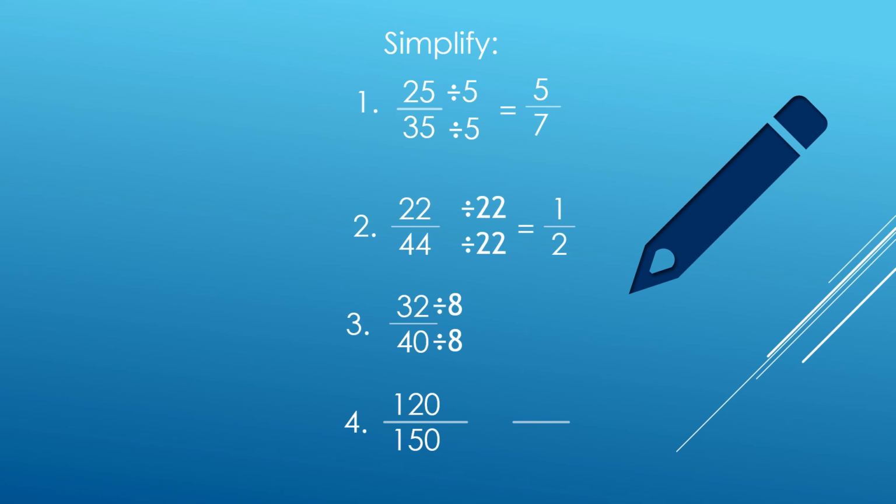And then for 32, that is 8. So 32 divided by 8, that is 4. Then 40 divided by 8, that is 5. And for 120 over 150, you can simply cancel the 0 here. So what you have now is just 12 over 15. And divide that by 3, that is 4 over 5.